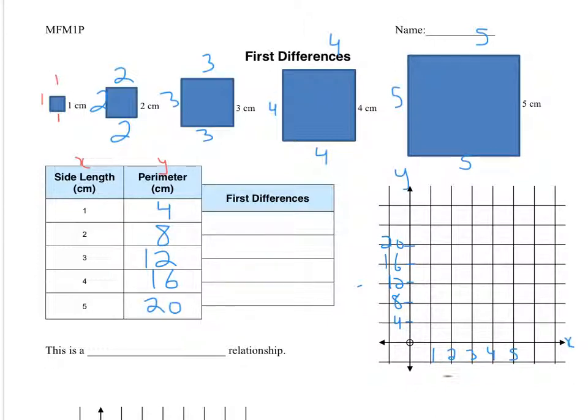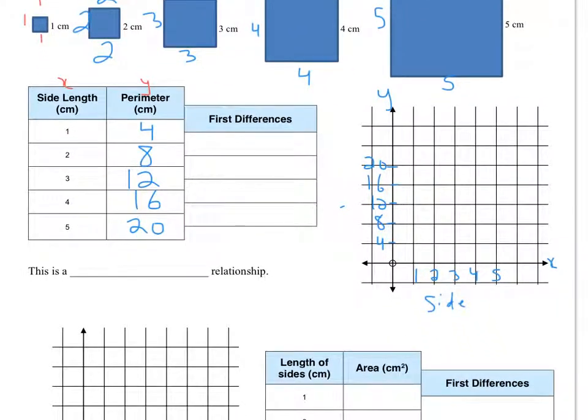And let's label our axes. The x-axis is the side length, and the units are centimeters. And my y-axis is the perimeter, and my unit is centimeters again. So now let's plot each point. So 1, 4, 2, 8, 3, 12, 4, 16, and 5, 20.